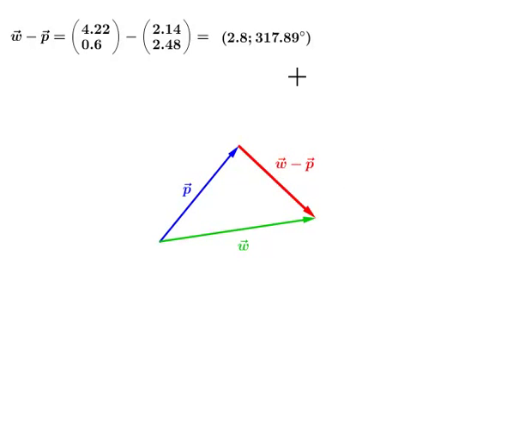So that's it for this video. We will carry out our calculations using scalar components, but we'll visualize what we need to do by drawing the vectors.